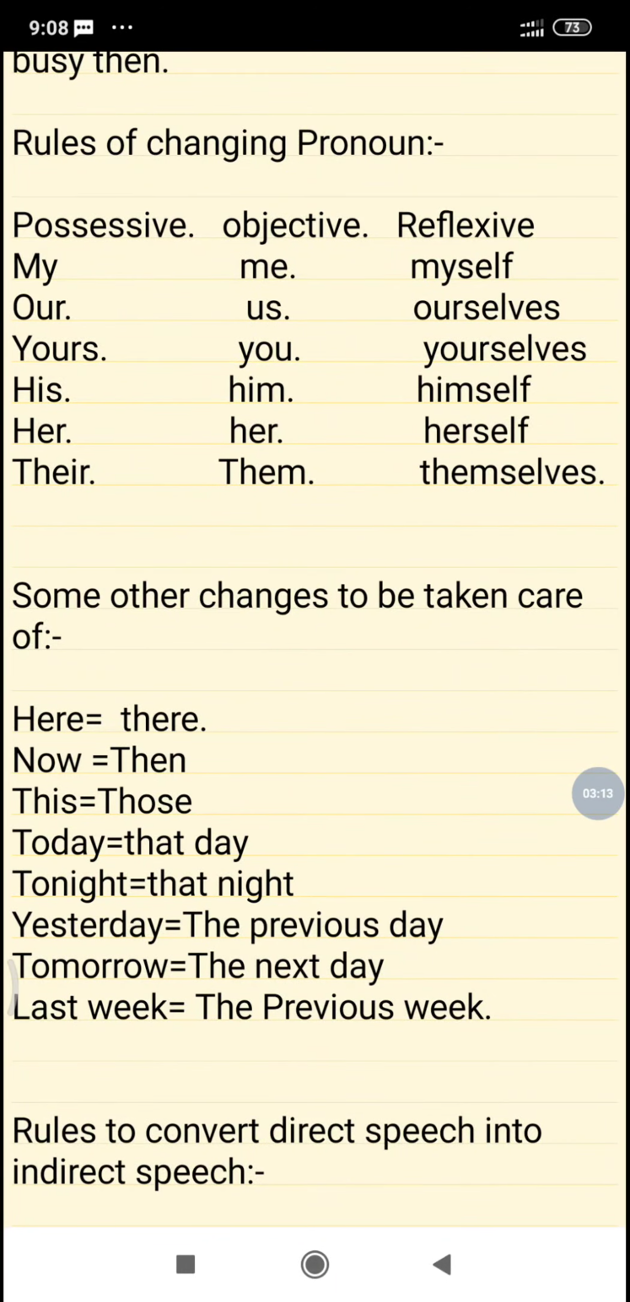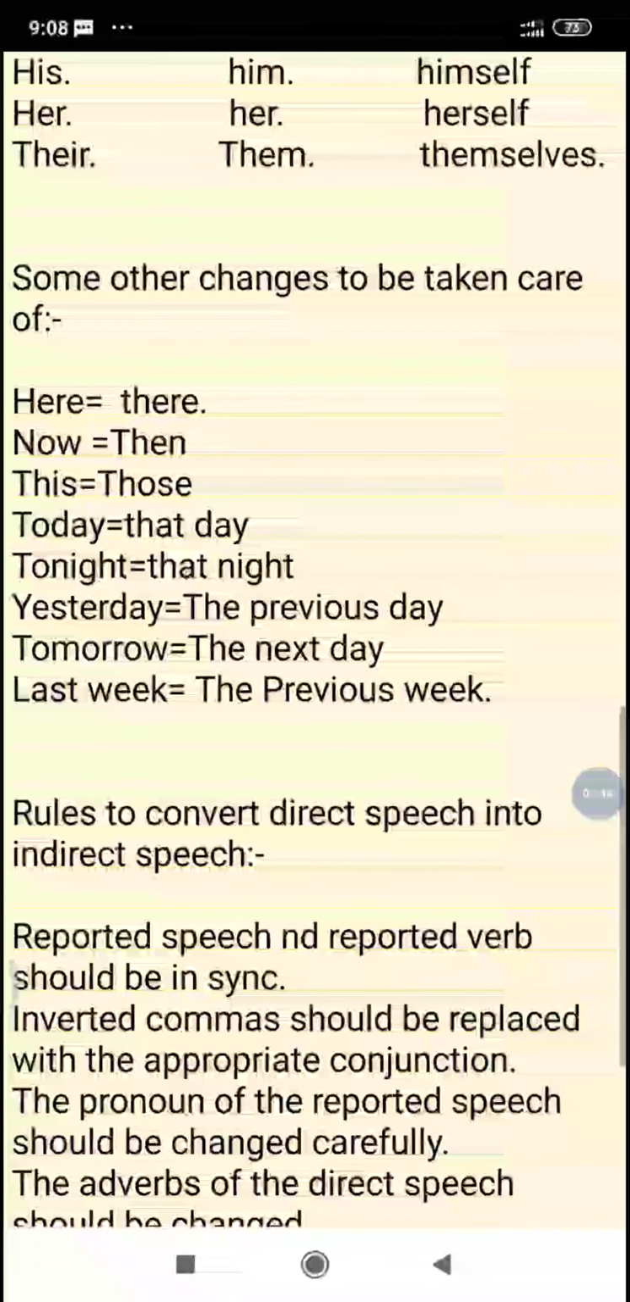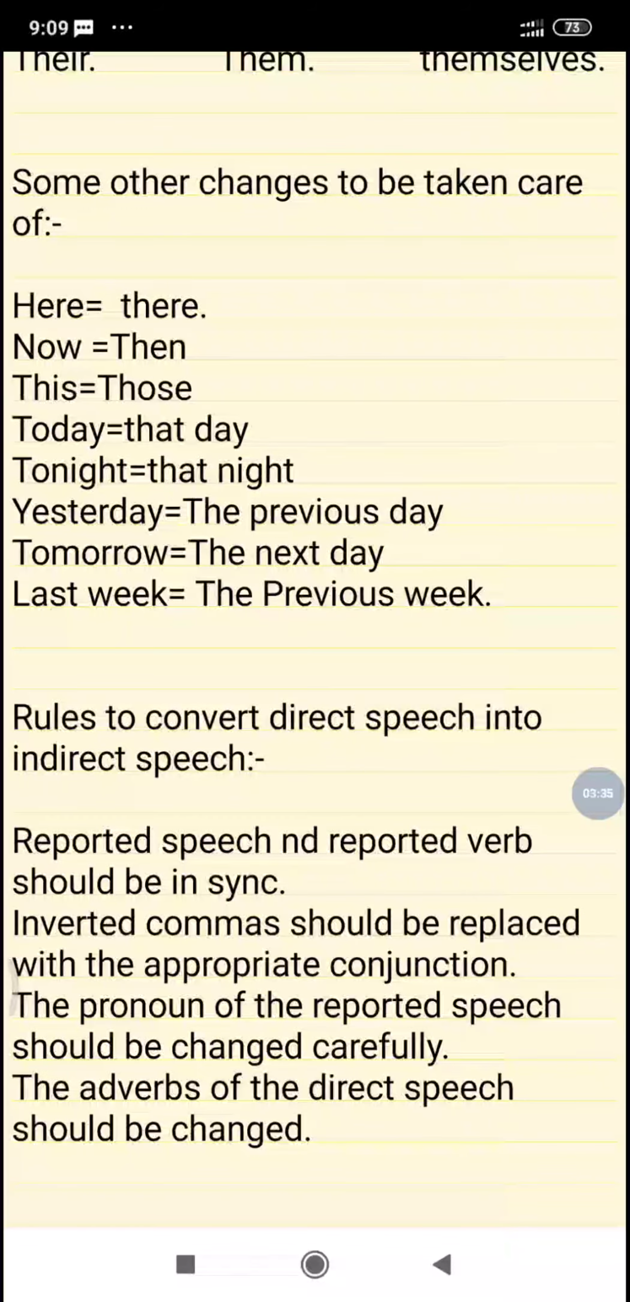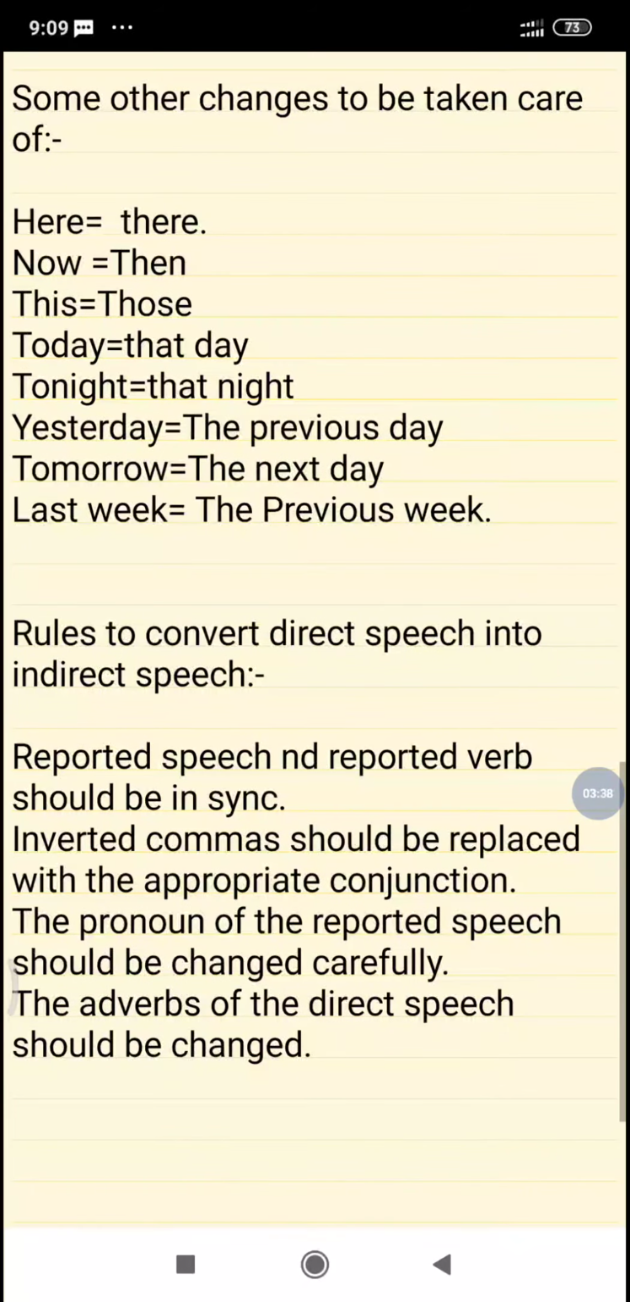Some other language changes to be taken care of when the sentence is going from direct to indirect speech. The things are changed, like here becomes there, now becomes then, this becomes that, these becomes those, today becomes that day, tonight becomes that night, yesterday becomes the previous day, tomorrow becomes the next day, last week becomes the previous week. Here we can see how the things are changed, and how the sentences change when they go from direct to indirect speech.